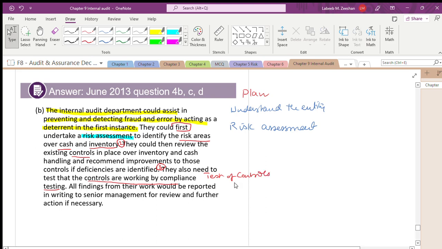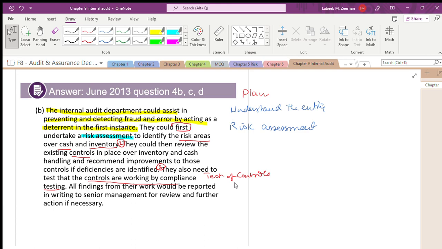Now, what are the three things? They are very, very specific. First, they will assess the risk. Second, they will review the controls. They review the existing controls in place for inventory and cash and recommend any improvements. The third one, what will they do? They will do test of controls. Fine. Now, from here onwards till the end of the syllabus, we only do this. We are not going to add anything new. We are only working out what we have understood till now.